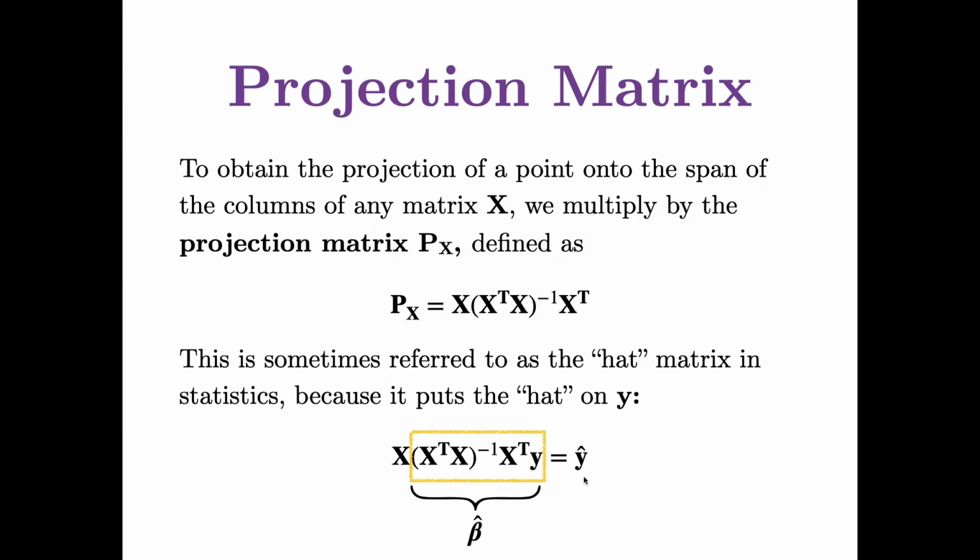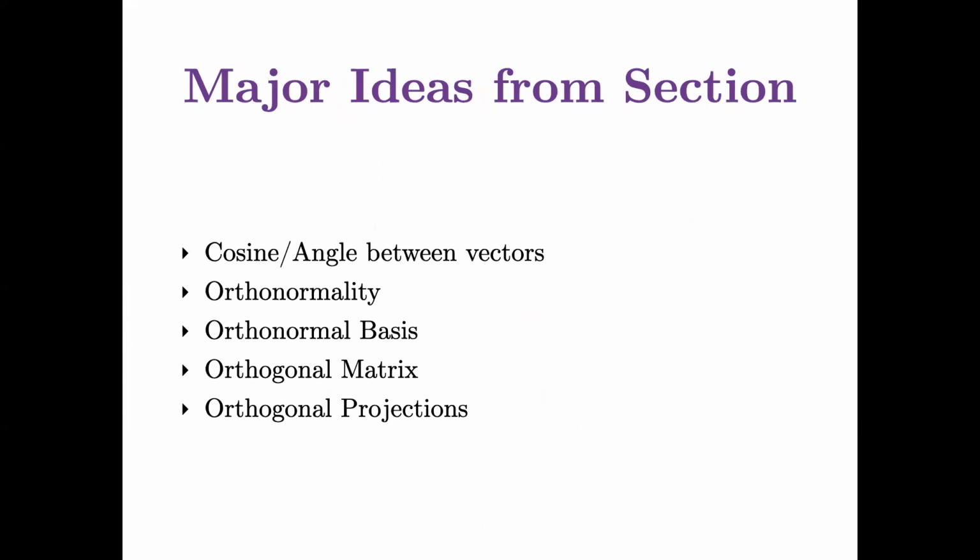That was fun. Major ideas from this section that we've covered are the cosine and angle between vectors, orthonormality, an orthonormal basis, orthogonal matrices, and orthogonal projections. Have a good one.